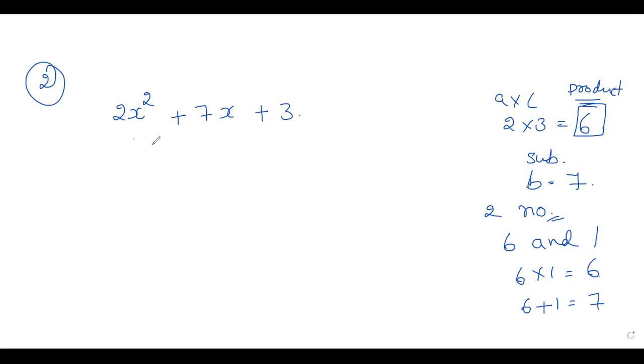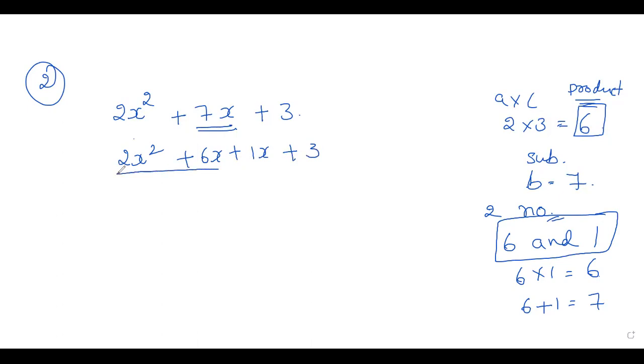Okay, so we have taken 6 and 1. Write this 2x square as it is. I'm going to split 7x as 6x plus 1x plus 3. Okay, group the terms. What is common factor? Take common factors in both. Okay, so 2 and x.